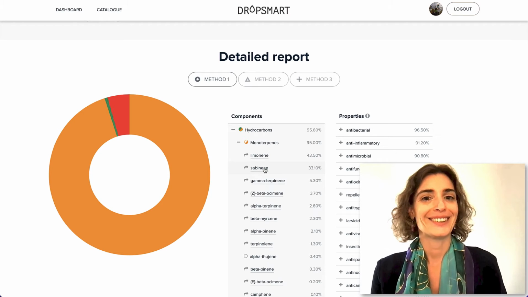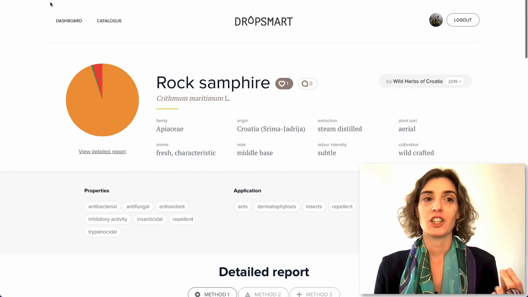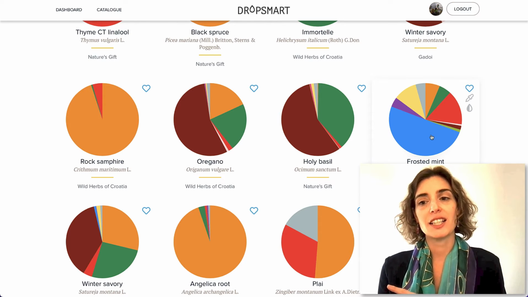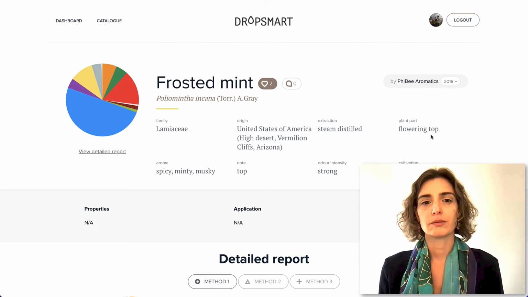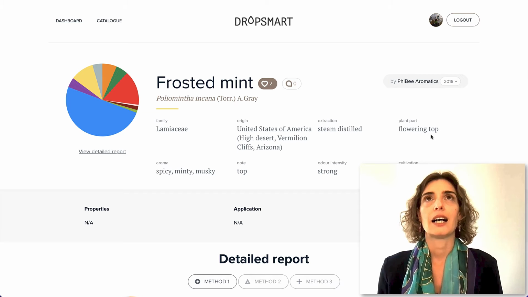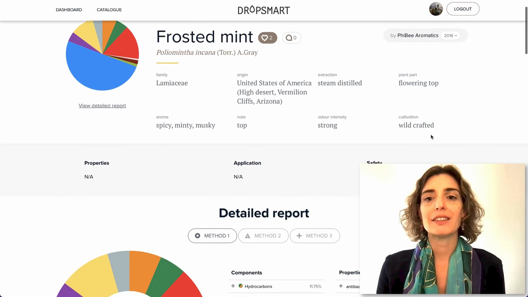I'm glad you asked. Let me show you. So let's go back to my favorites. I have plenty of these rare oils. So let's take a look at this frosted mint, for example. And this one is even more, how would I say, challenging if you don't have Dropsmart. Where do you even begin?